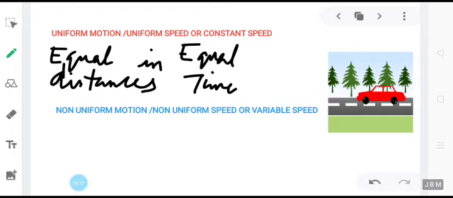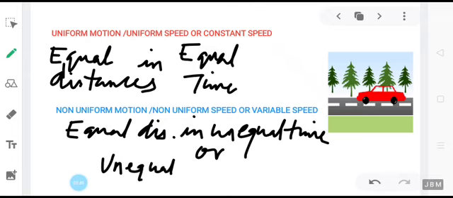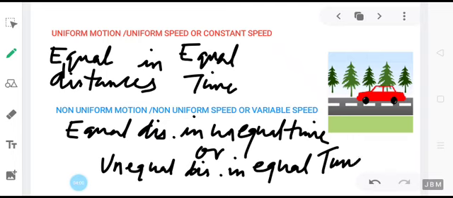Variable speed or non-uniform speed. An object is said to be moving with a variable speed if it covers equal distances in unequal intervals of time, or unequal distances in equal intervals of time, howsoever small these intervals may be.